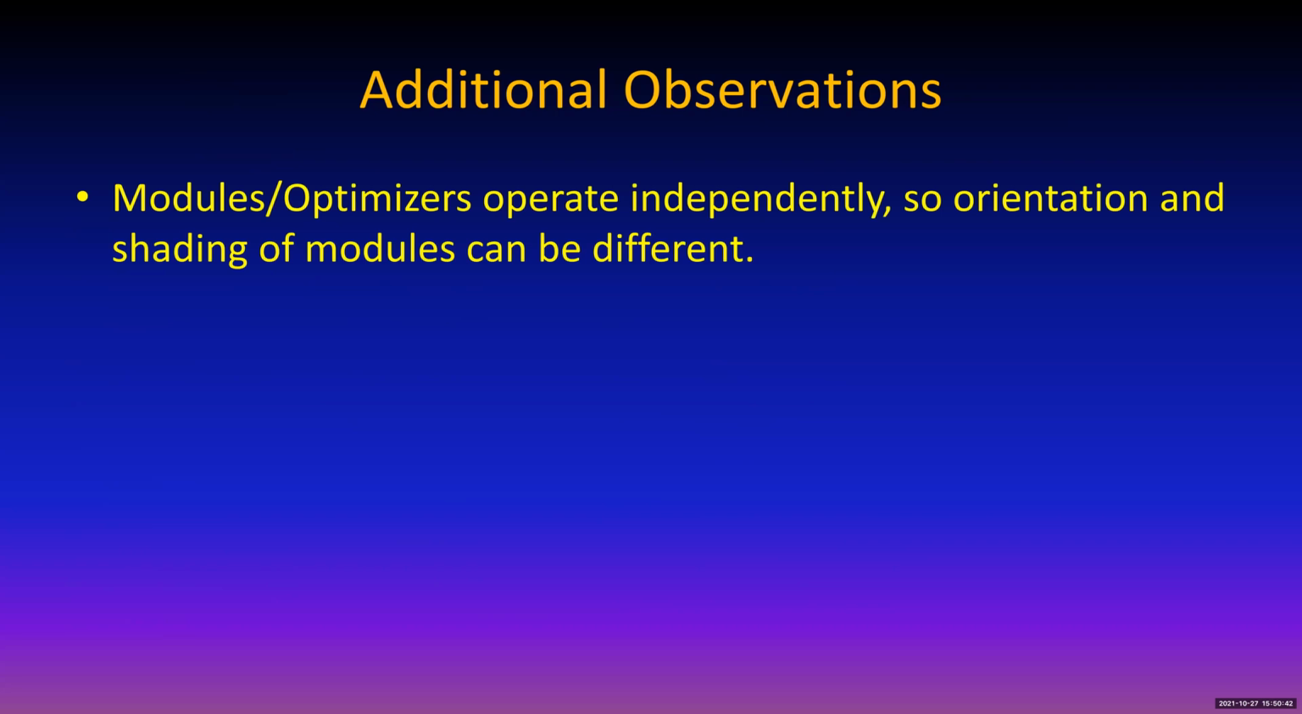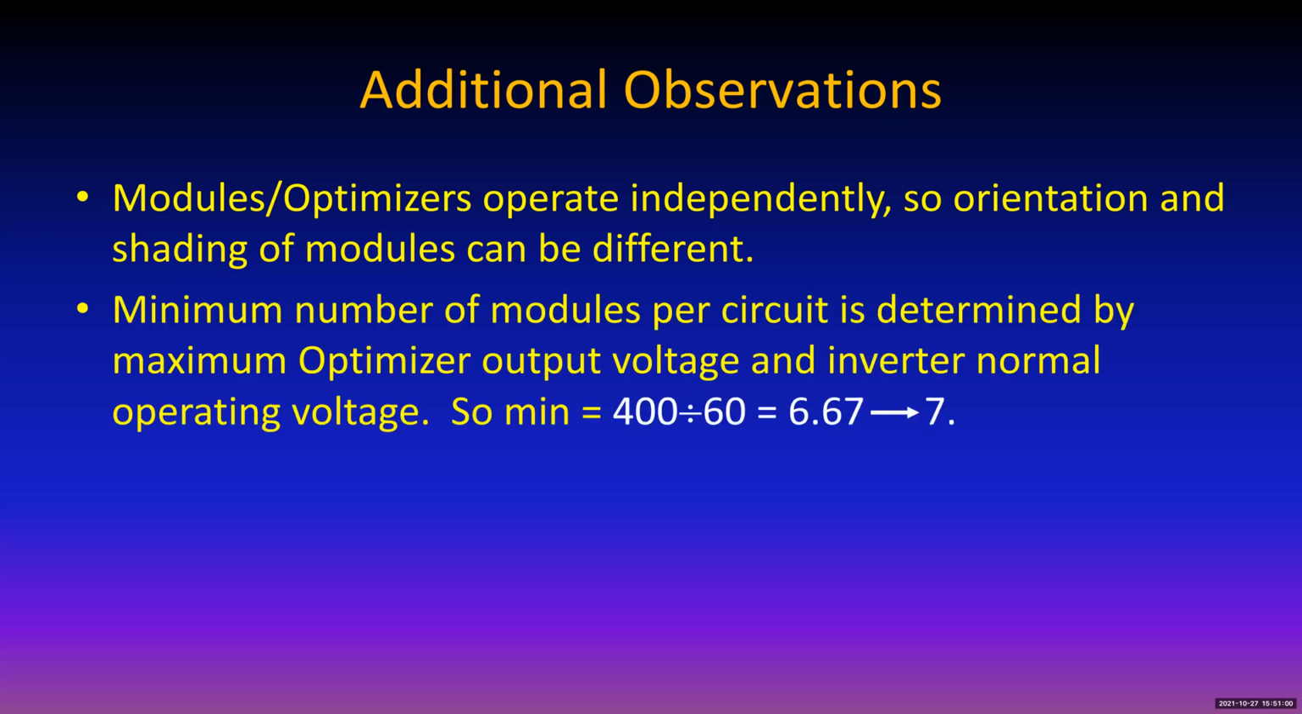So let's observe some more things. Modules and optimizers operate independently. Therefore, the modules can be oriented in different directions. They can be shaded. Some can be pointing south, some can be pointing east or west. You can't do that with a straight string. But since they operate independently of each other, they don't all need to get the same amount of sunlight.